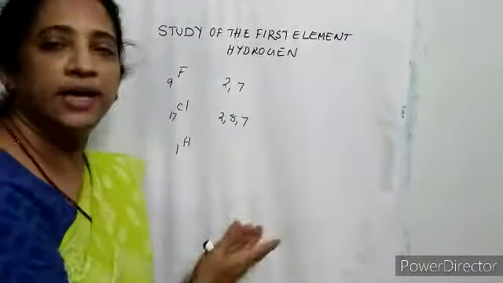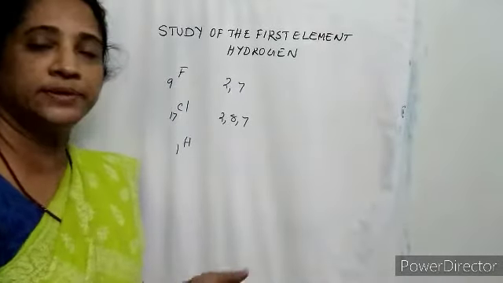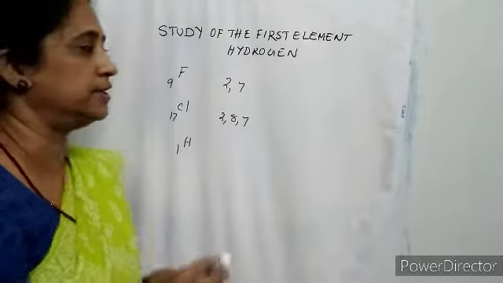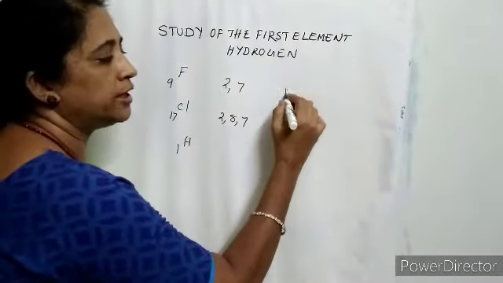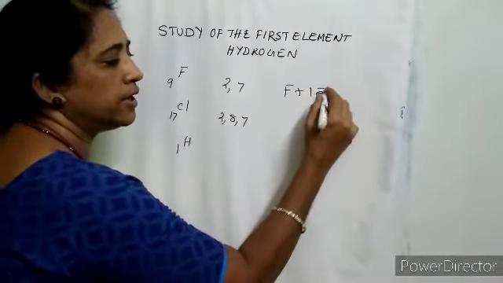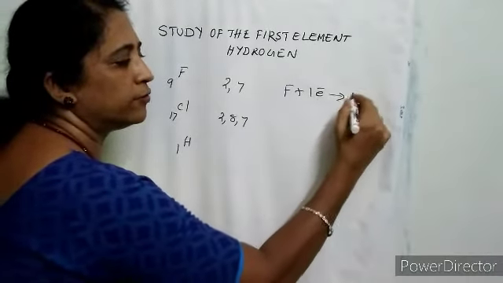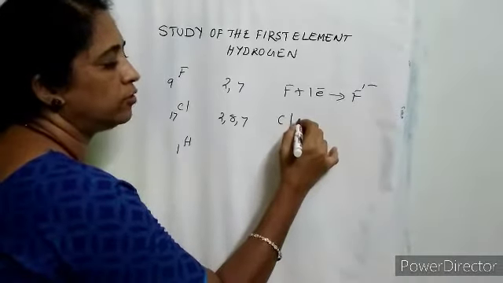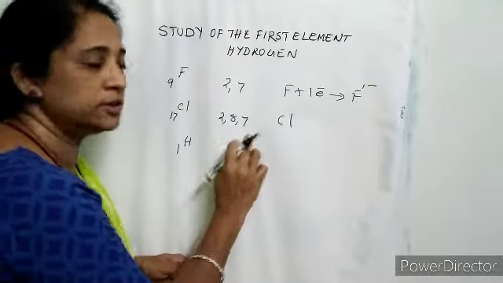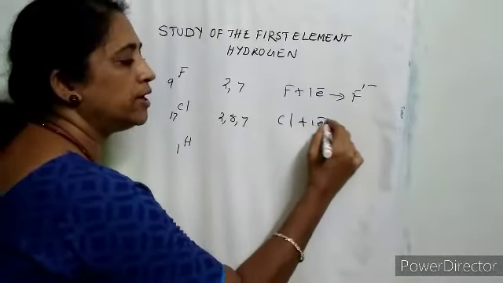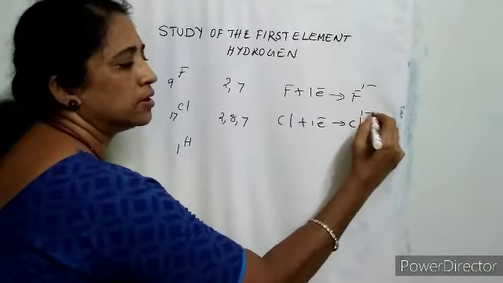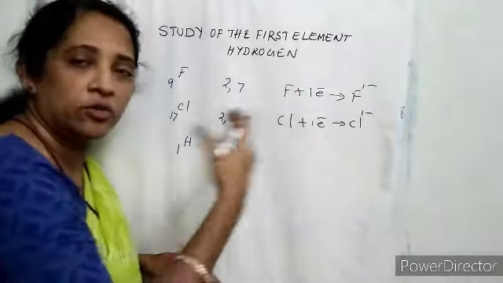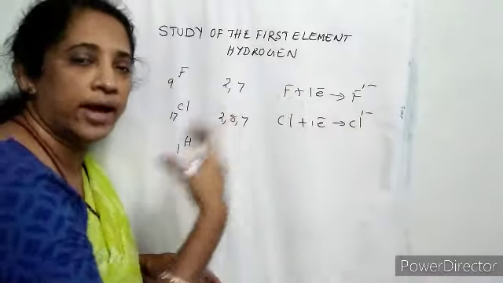So the halogen atoms accept one electron, or they are electronegative in nature. Fluorine atom gains or accepts one electron and forms F1 minus ion. In the same way, chlorine is unstable with 7 electrons. This chlorine atom gains 1 electron and forms chloride ion. So we can say that halogens are electronegative in nature, or they are electron acceptors.